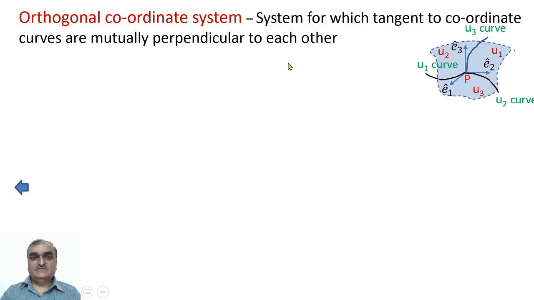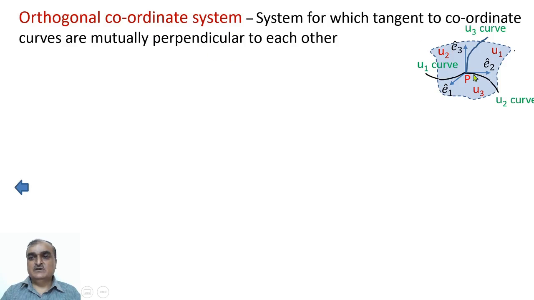Let us derive the expression for length element in orthogonal coordinate system. Then what is orthogonal coordinate system? When the tangents to the coordinate curves are mutually perpendicular. The tangents to the coordinate curves are the coordinate axes. If the coordinate axes are mutually perpendicular to each other, then that coordinate system is called orthogonal coordinate system.